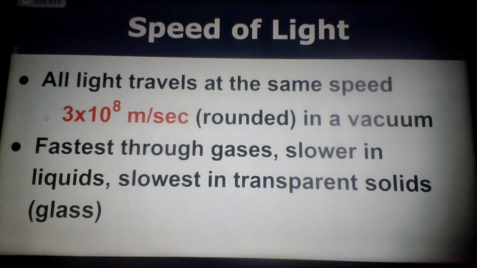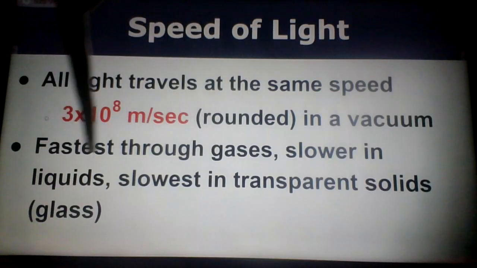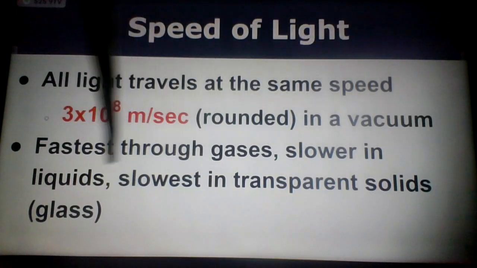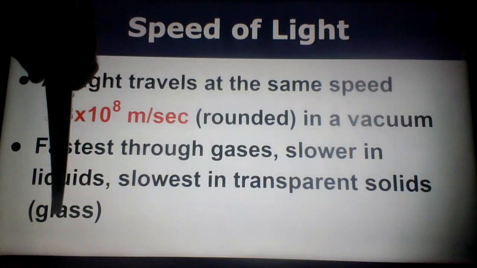Now, light travels fastest through gases once you get inside the Earth's atmosphere and the phases of matter take over, where it's opposite of sound. Sound waves will travel fastest in solid materials, but that's opposite of light. Light travels fastest through outer space, and then once inside the Earth's atmosphere, light will travel fastest through gases. There's a little alliteration for you, fastest through gases. Slows down in liquids, and light will then slow down in transparent solids such as glass.